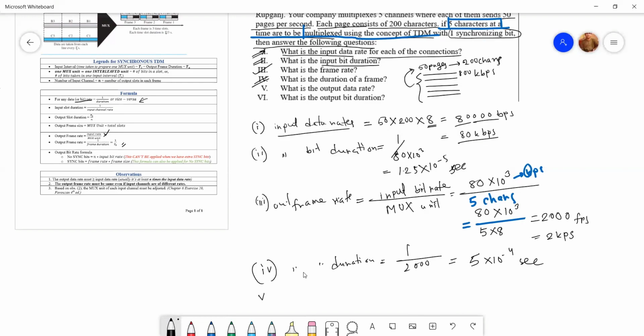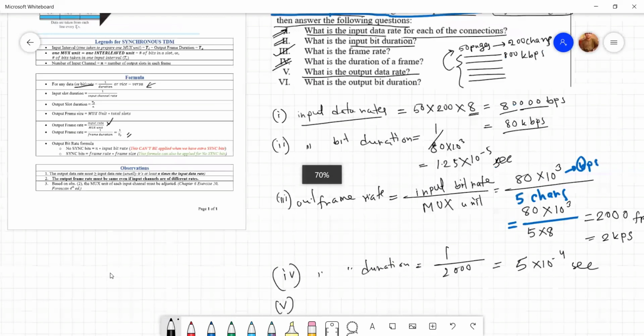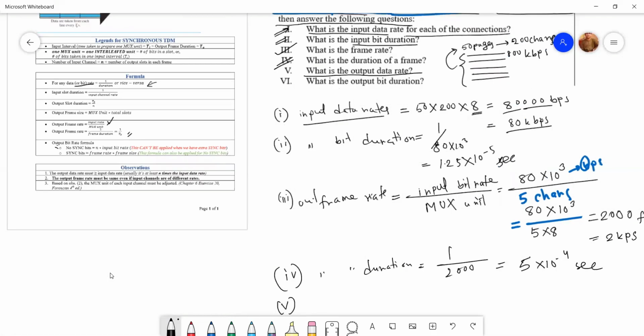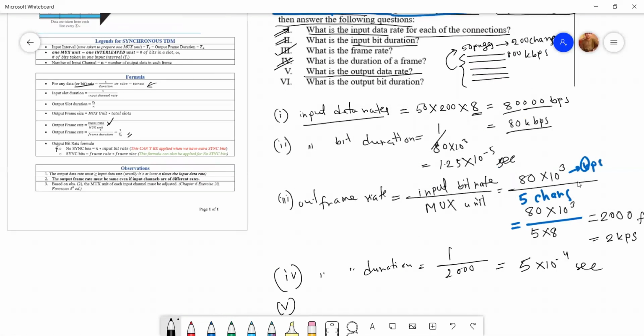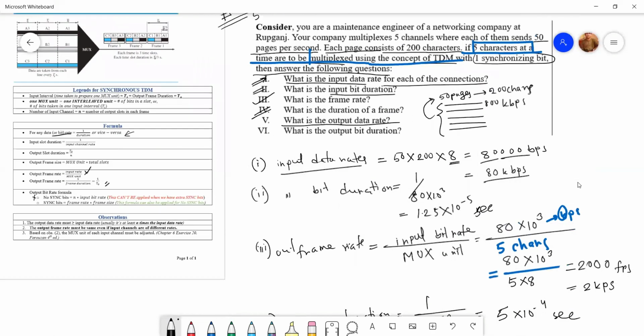And the fifth one, what is my output data rate? Now the things are also interesting. My output data rate could be one of these formulas: no synchronization bit, or with the synchronization bit. We cannot use the first one, because now they have one synchronization bit added. So we have to go for the second one, where we know the frame rate into the frame size.